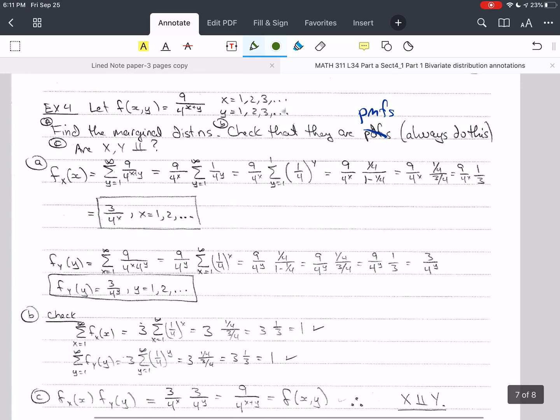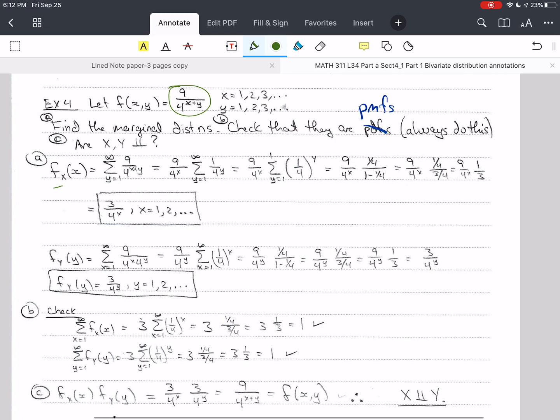Okay. And here is another example, and we have f of xy is equal to this quantity, and we want to find the marginal distributions and check that they're PMFs. So I've added across here, I sum across the y's to get the marginal of x, and that turns out to be here, 3 over 4 to the x. And then I do the same thing for the y's. I sum across the x's, and you can walk through what I've done there, and we get our marginal of y. And then we check it.